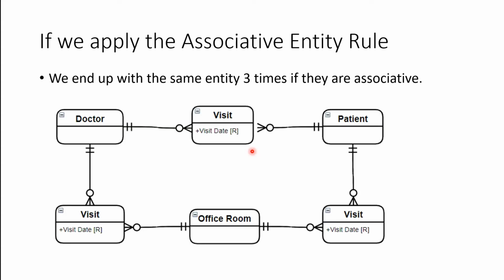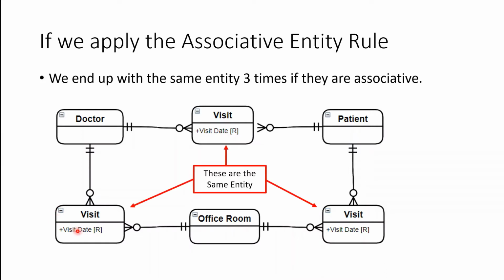and get this. So doctor, patient, here's the visit between doctor and patient. Patient, office room, here's the visit between patient and office room. Office room, doctor, here's the visit between office room and doctor. But these are the same entity, right? If you think about it, within the context of the problem, why is the doctor visiting the patient? They're in some office room. Why is a patient in the office room to visit a doctor? Why is a doctor in the office room to visit a patient?